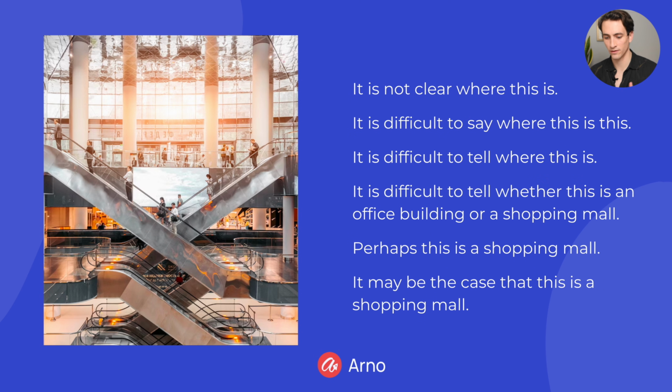It is not clear where this is. It is difficult to say where this is. It is difficult to tell where this is. It is difficult to tell whether this is an office building or a shopping mall. So you can see that whether or is good when you want to say you can't tell if it's one thing or another thing.